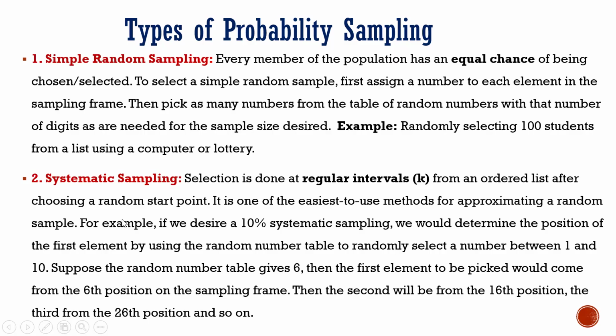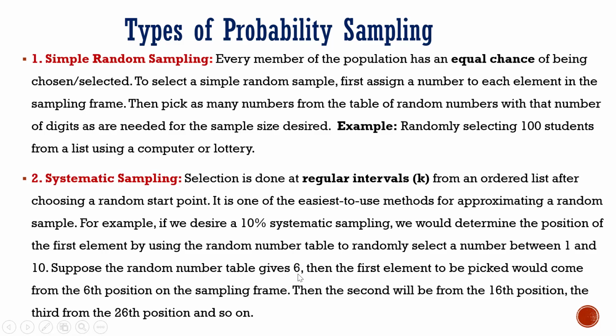So, for example, when you want to conduct a systematic sampling, if we desire a 10% systematic sampling, we will determine the position of the first element by using the random number table to randomly select a number between 1 to 10, okay? So let's suppose the number we selected is 6.